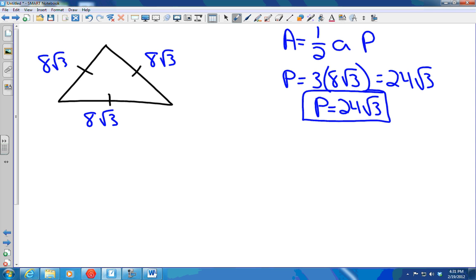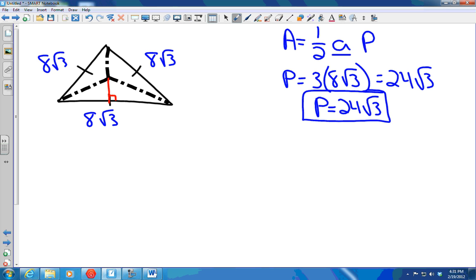Now, let's see. I need to find my apothem. I need A. Look at that right there. So how do I find that? Let's separate our equilateral triangle into 3 congruent triangles, or 3 triangles coming off that center. Let's draw in our apothem that we're going to be looking for. It's right here.